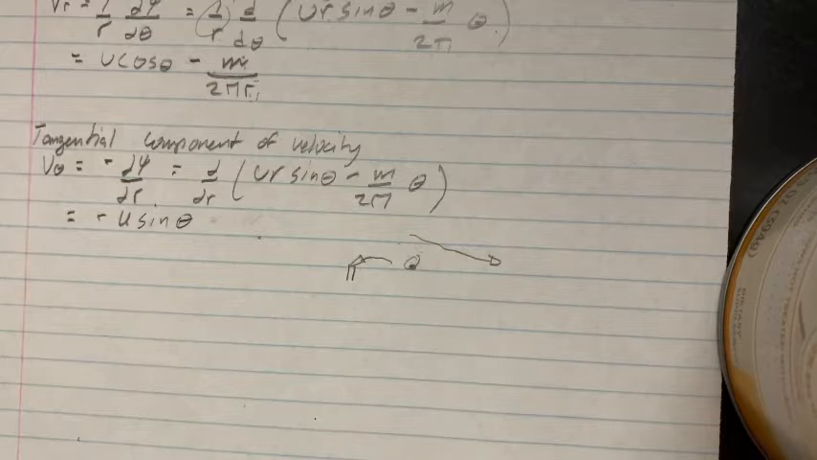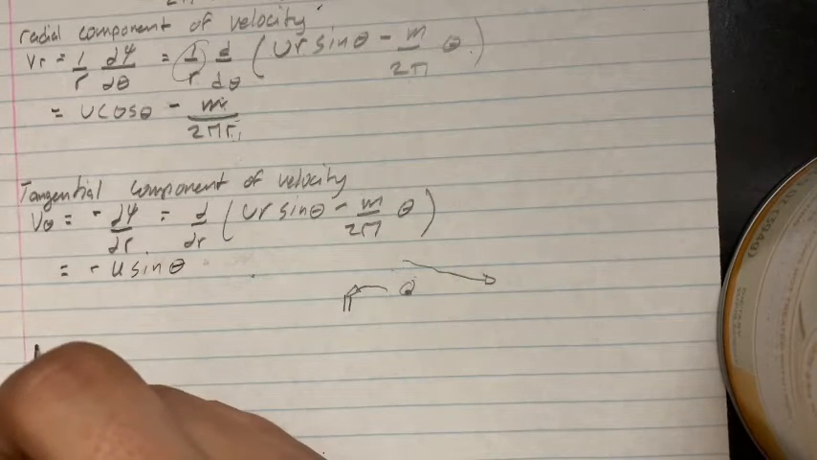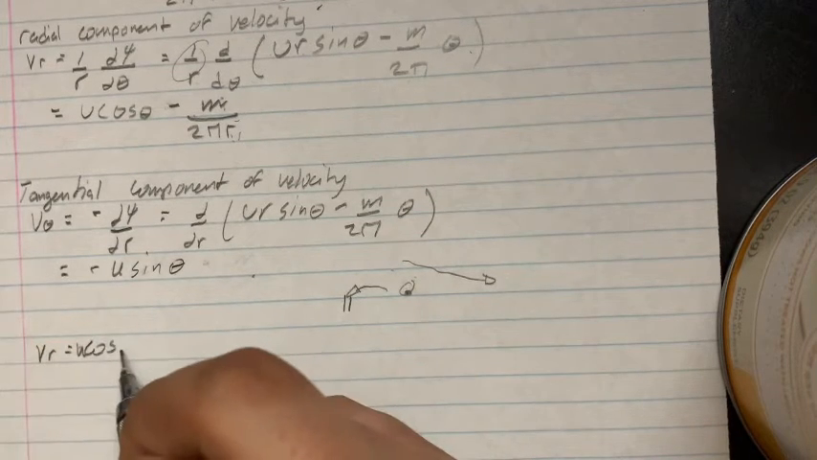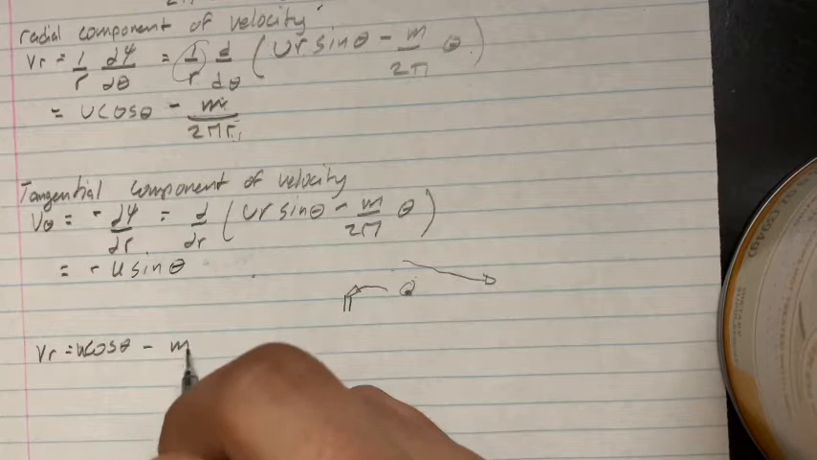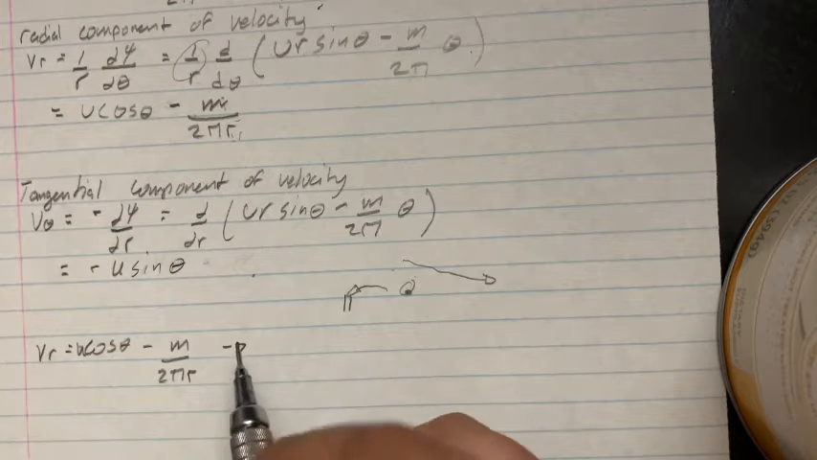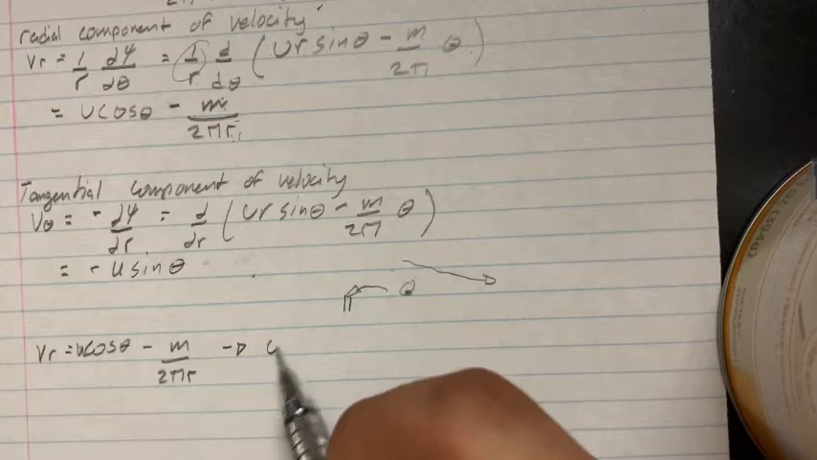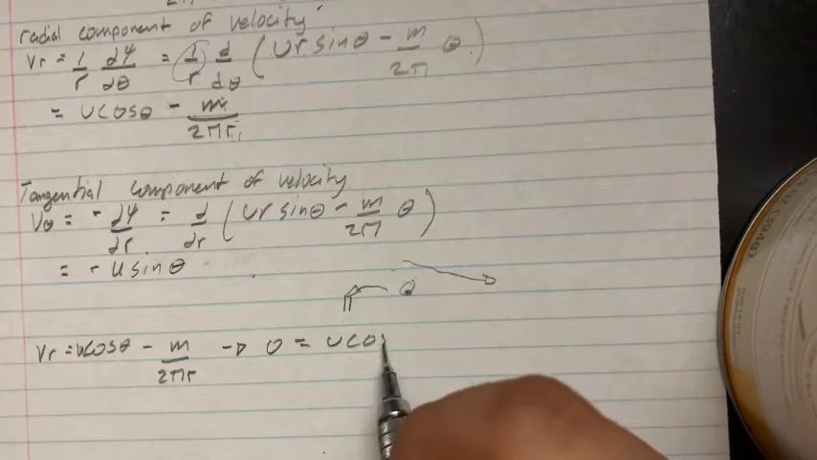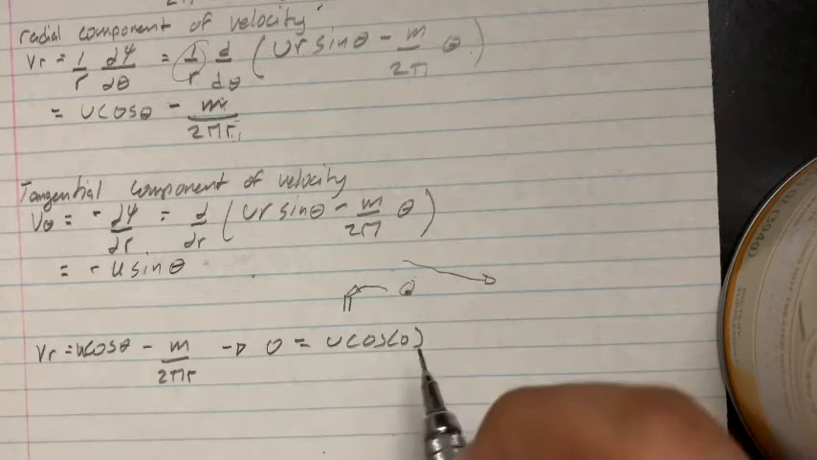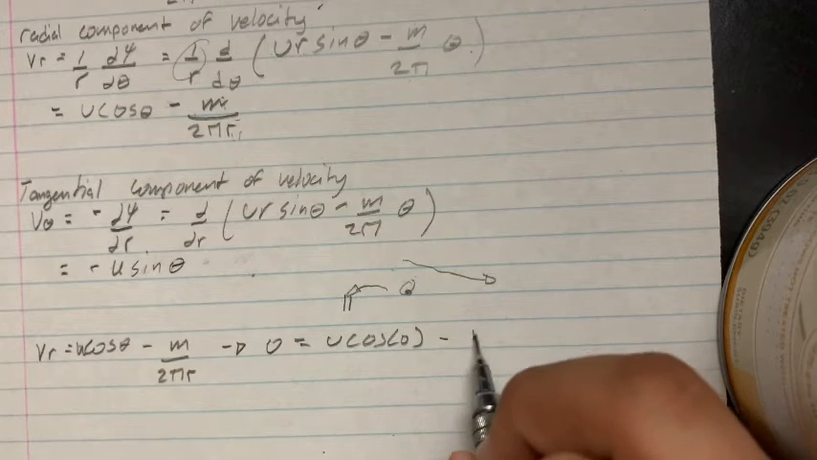This thing is stationary. So then when you do that, and you take the equation of vr equals U cos theta minus m over 2 pi r, you sub in all the values: 0 equals U cos 0, because remember v theta equals 0, so everything is 0 with the angles.